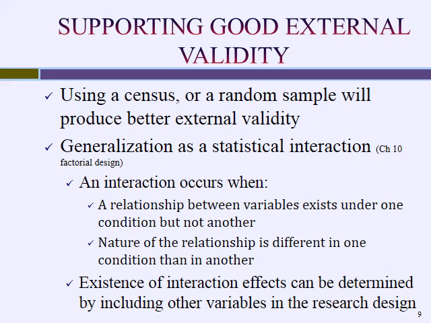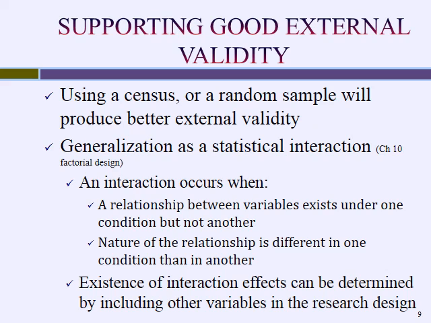We're able to make generalizations to the population, all of these things that we've talked about, especially in the last chapter. If we have a good random sample, we'll be able to produce better external validity. So how we choose our individuals is really important. Another way to think about external validity, which helps you determine whether your results are generalizable, is to think of generalization as a statistical interaction. Remember that an interaction occurs when a relationship between variables exists under one condition but not another. So maybe there's a relationship between crowding and aggression for males but not for females.